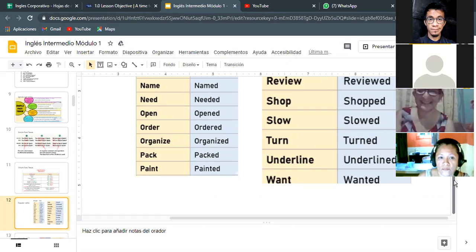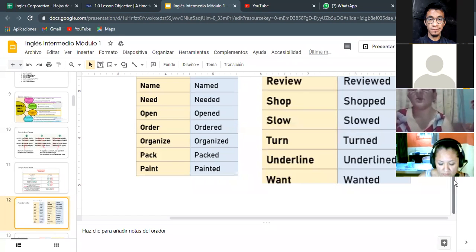Okay, you know the shop is to go buying, right? When you buy something. So how do you use that in past? I shopped. You can say something like, I shopped new shoes. Okay. I shop a new bag. Okay, very good. The other one is slow as a verb.